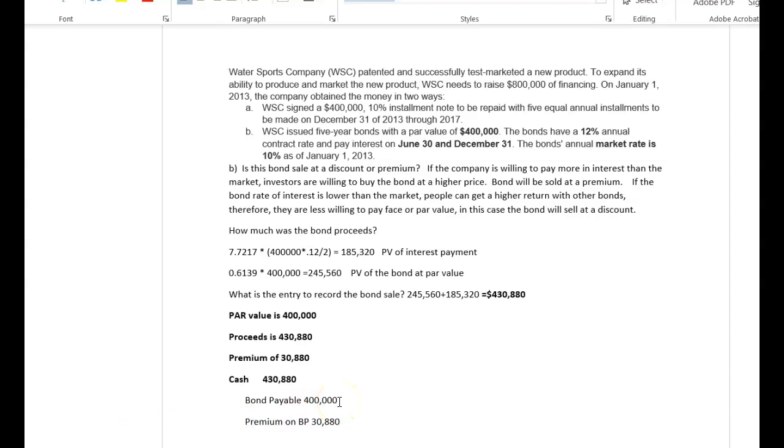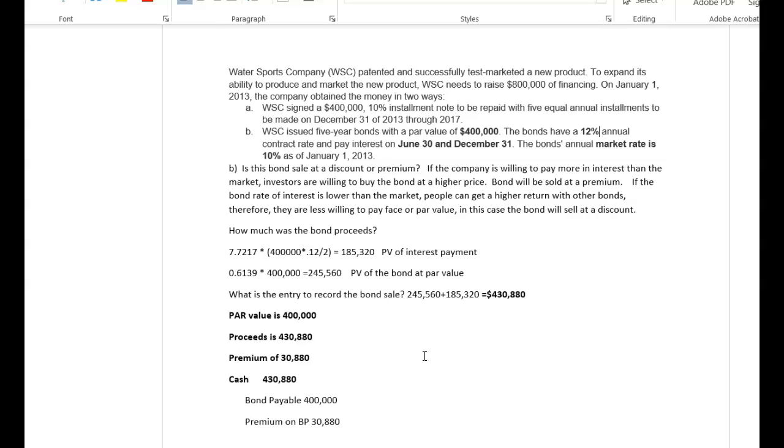Very good. So when you're looking at a problem such as this, and they ask you, can you determine if this was sold at a bond discount or a bond premium? You can tell without doing any calculations by comparing the market rate of interest and the coupon rate of interest. And remember, if the company is willing to pay more interest than the market, investors are going to be willing to buy it at a higher price, and that's going to be sold at a premium.